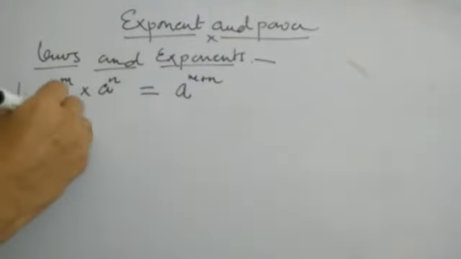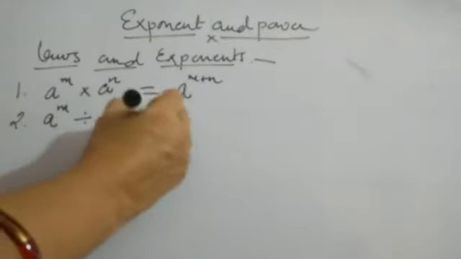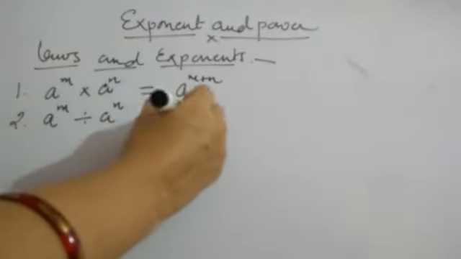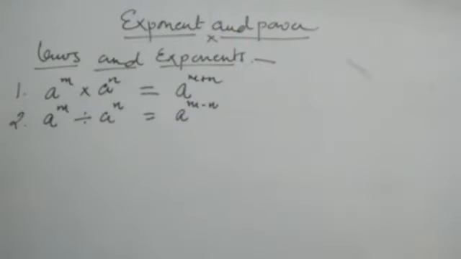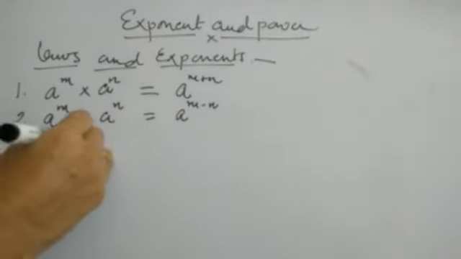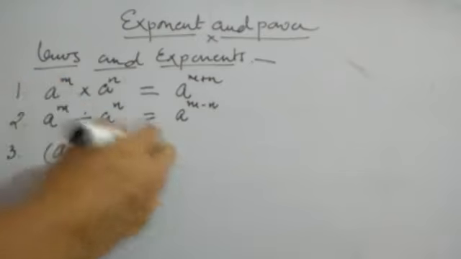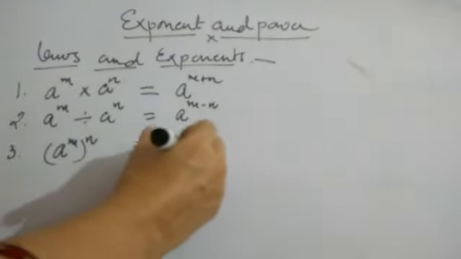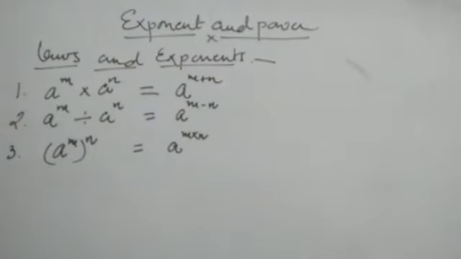Okay. Similarly, if we divide the numbers with the same base but different powers, the base is written once and the powers are subtracted. Okay. The third law is if the number is written like this, power to the power, what does this mean? The powers are multiplied. The powers are multiplied to each other.